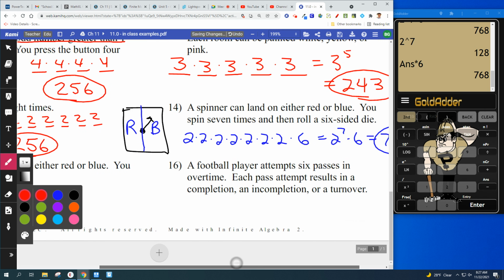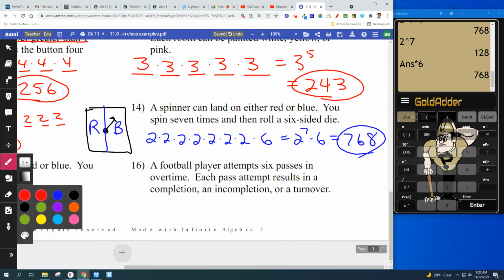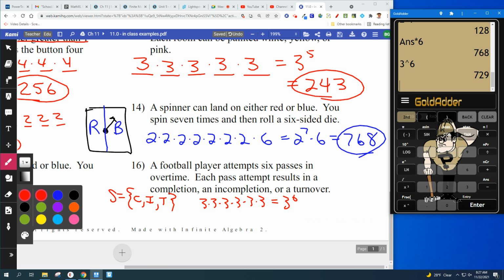Okay, last one. A football player attempts 6 passes in overtime. Each pass attempt results in a completion, an incompletion, or a turnover. So the sample space is completion, incompletion, or turnover. There's 3, 6 times. So not 3 times 6, it's 3 to the 6th power. Very good. 729.